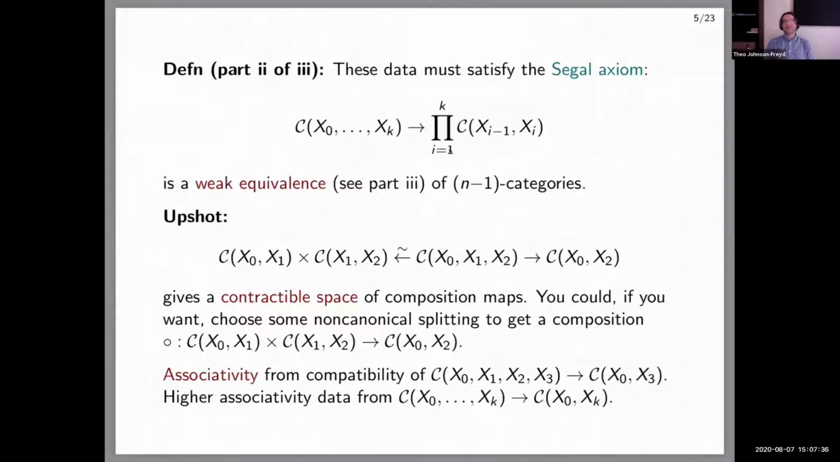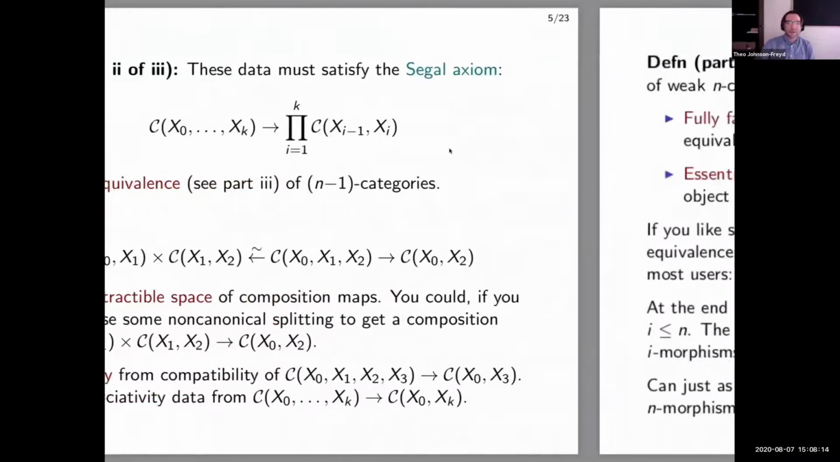If you did know what a weak equivalence was, then there's a standard way of producing composition maps. You say, I take a map from x0 to x1, a map from x1 to x2. The space of pairs of those is not the same as, but weakly equivalent to the space of pairs of maps for my definition of pairs of maps, and then I can compose. And the idea is that this doesn't give you a single composition map, but it gives you a contractible space of composition maps, and then you get a composition, and there are standard arguments that this composition is associative up to higher coherence. Okay, so now I have to tell you what a weak equivalence is.